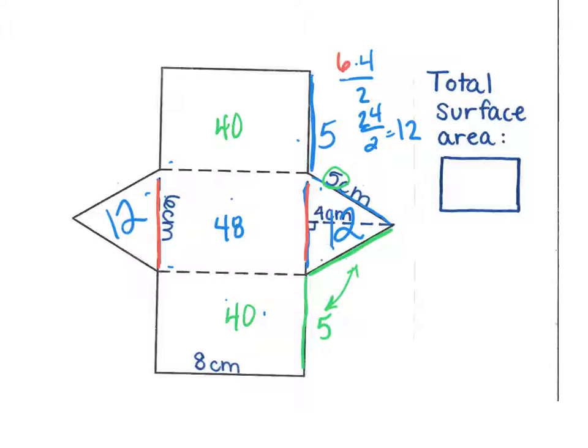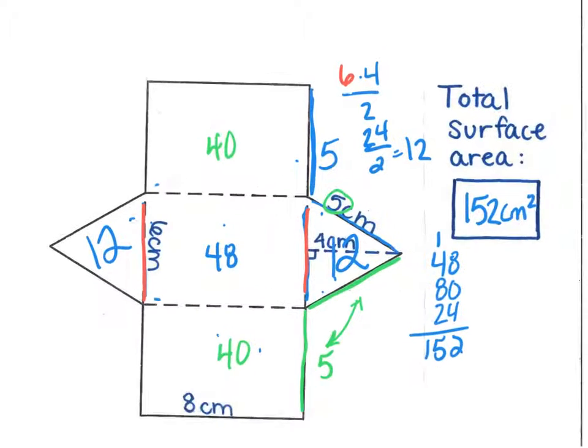So we would then add 48. 40 plus 40 is 80. And then 12 plus 12 is 24. So you add all those pieces together, 48 plus 80 is 128, plus 24, and you're getting 152 centimeters squared. Okay, so kind of getting the idea, okay?